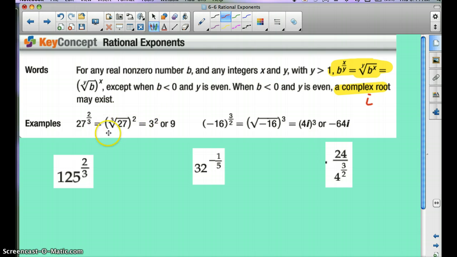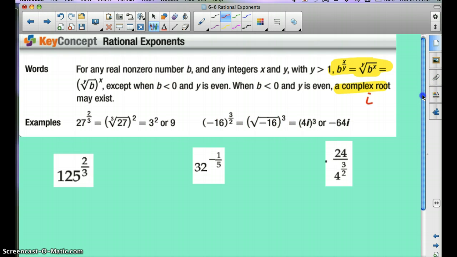So here's some examples. Again, this means you're going to have the cube root of 27 squared, so it's going to be 3 squared. This one you're going to have the square root of negative 16 cubed. So let's practice this.